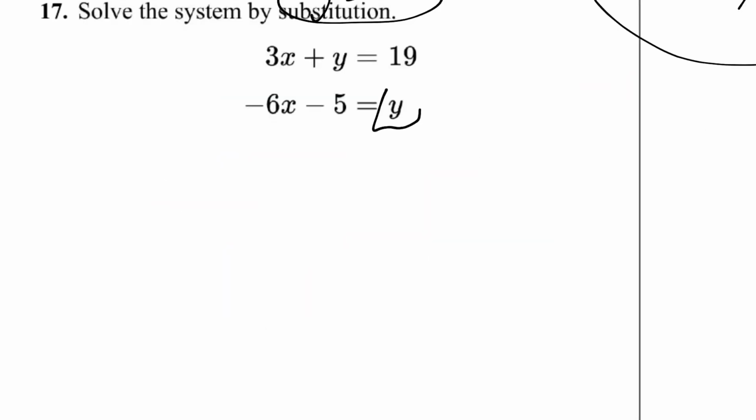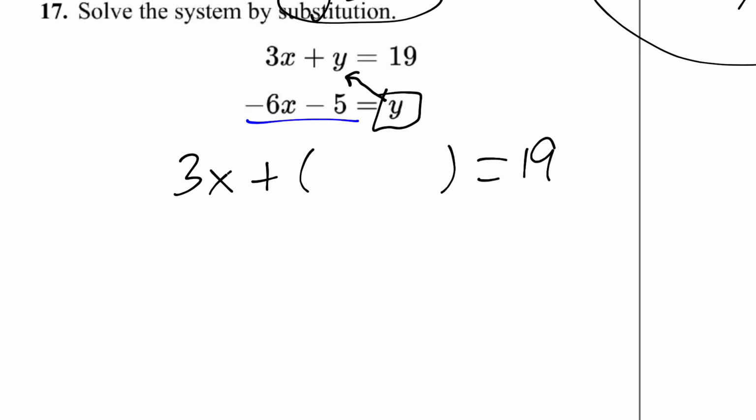Number 17, I know that y is by itself, so I'm going to plug that into the other equation. When I rewrite the top equation, I'm going to put parentheses where the y was. I'll leave a little bit more space this time because I have to plug in this entire expression, negative 6x minus 5. Now there's no distributing here because there'd be a 1, and 1 times anything is not going to change it. So I can just go ahead and start combining like terms.